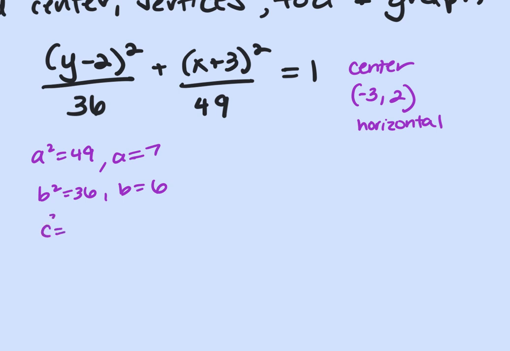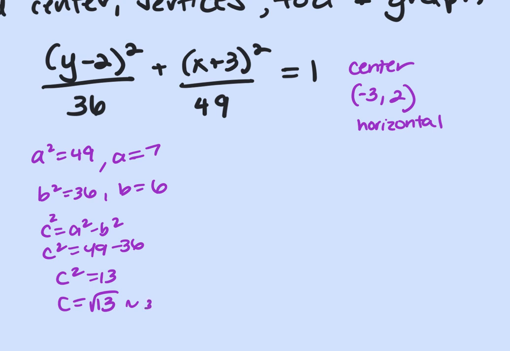c squared would equal a squared minus b squared. c squared would equal 49 minus 36, which is 13. So c is the square root of 13. That root doesn't simplify. If it did, I would. But in order to graph it, I'm going to approximate it to be in between root 9 and root 16, so like a 3.5-ish. Okay, again, it's an approximation, so it doesn't have to be perfect.